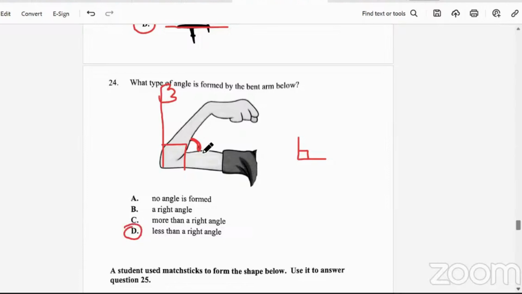Let me erase what I did before so you don't get confused. I was just showing you what a right angle would look like if the arm was all the way up. Okay, so the angle that was formed is less than a right angle. That's what I was trying to get at. So the answer is D.